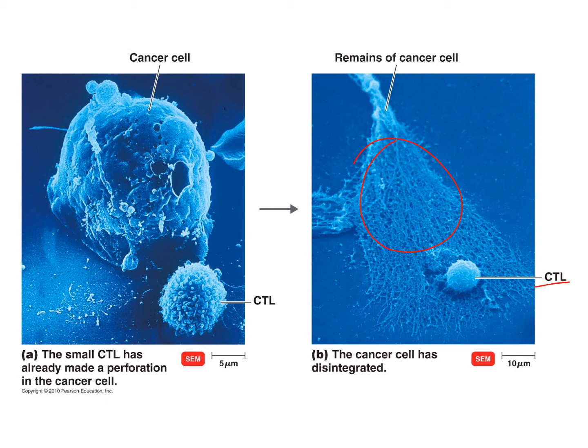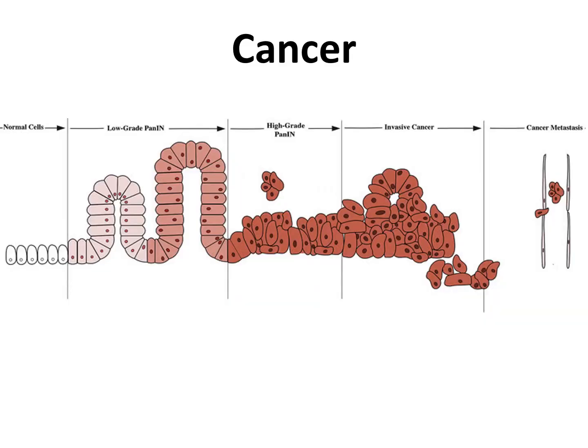If your CTLs are not functional, then there's no way for your body to eliminate the cancer cell, and the cancer cell will continue to grow. It is assumed that each human is composed of about 1 trillion cells, and it is also assumed that every day you generate 10 potentially cancerous cells.